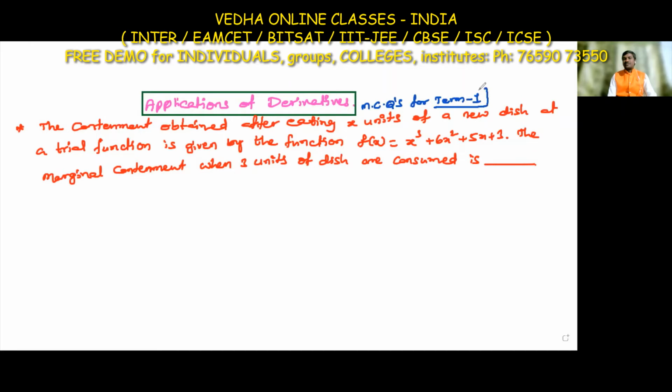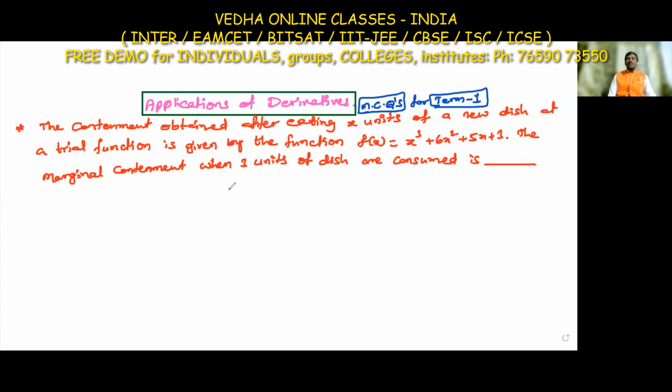Now, here the question is, the containment obtained after eating x units of a new dish at a trial function is given by the function f of x is equal to x cube plus 6x square plus 5x plus 3. The marginal containment when 3 units of dish are consumed is.